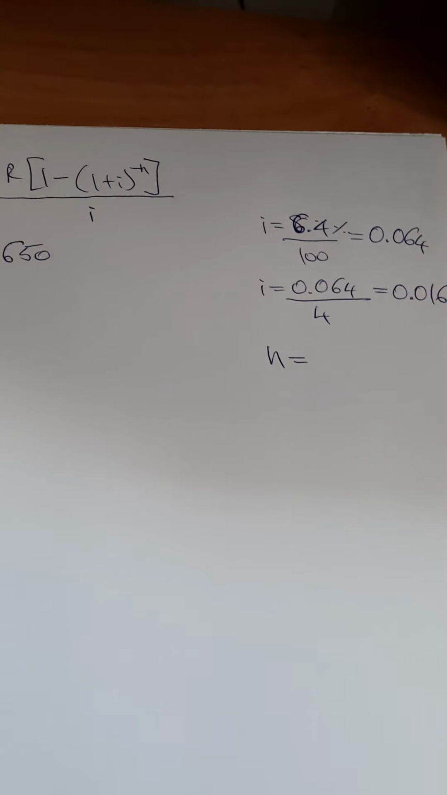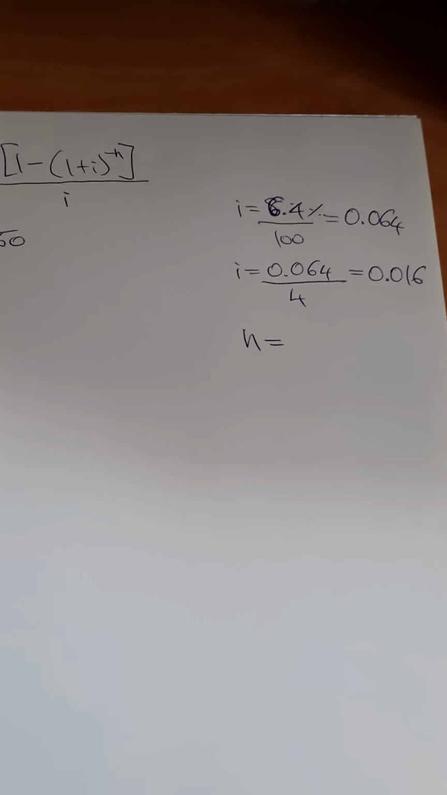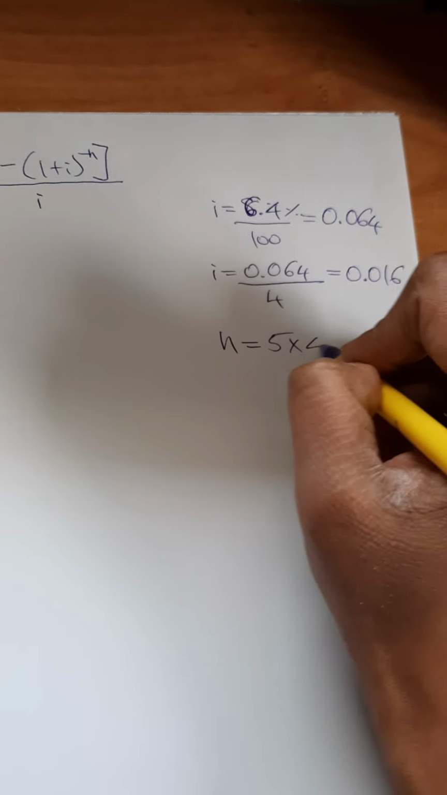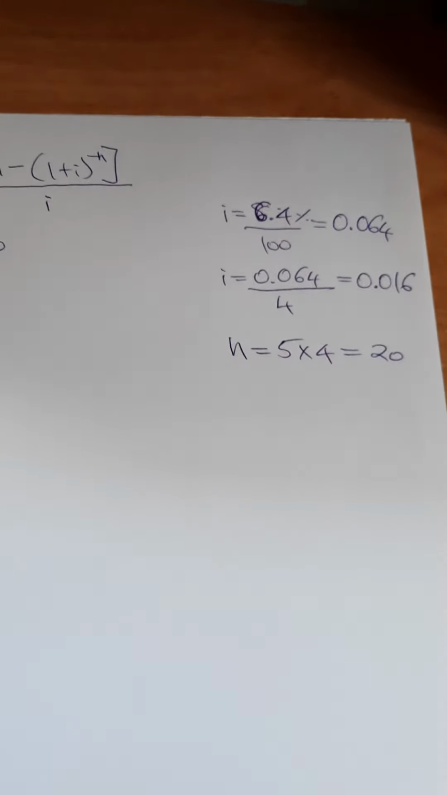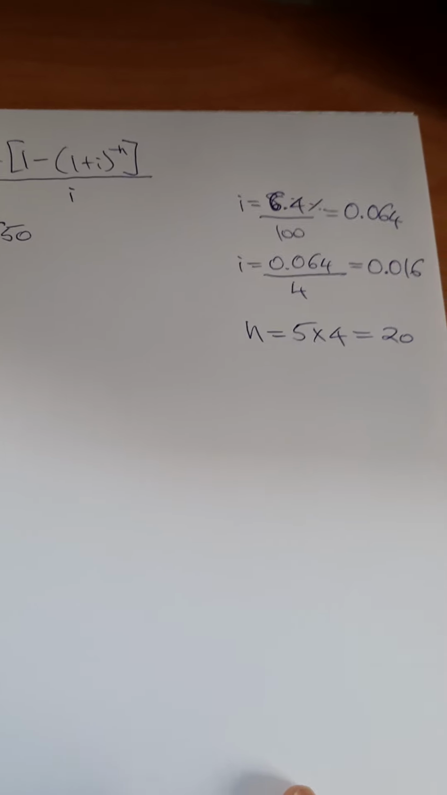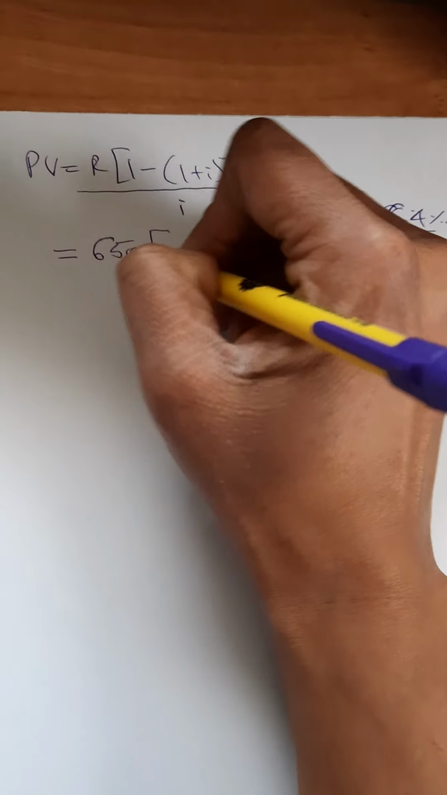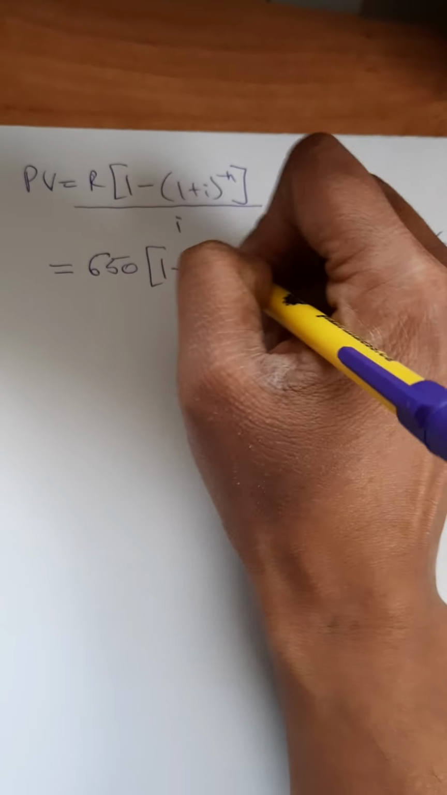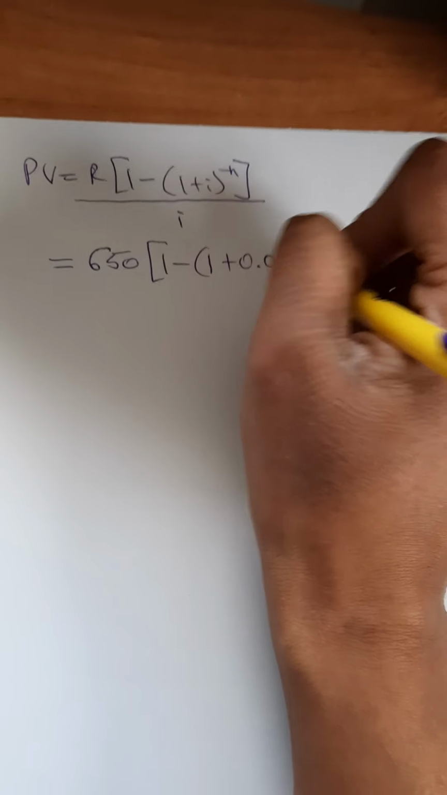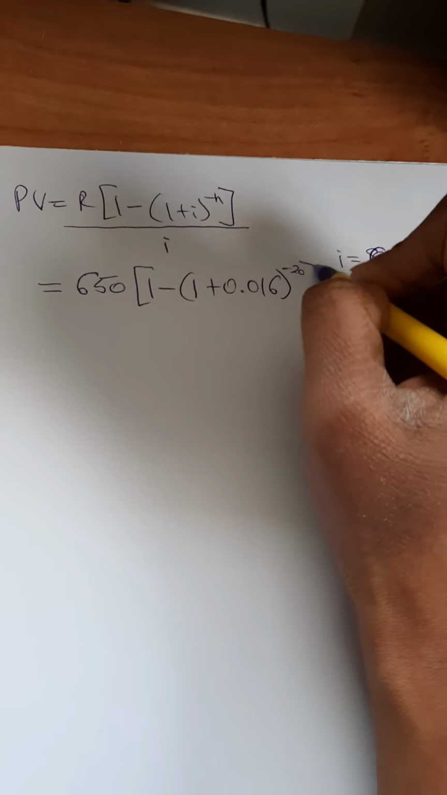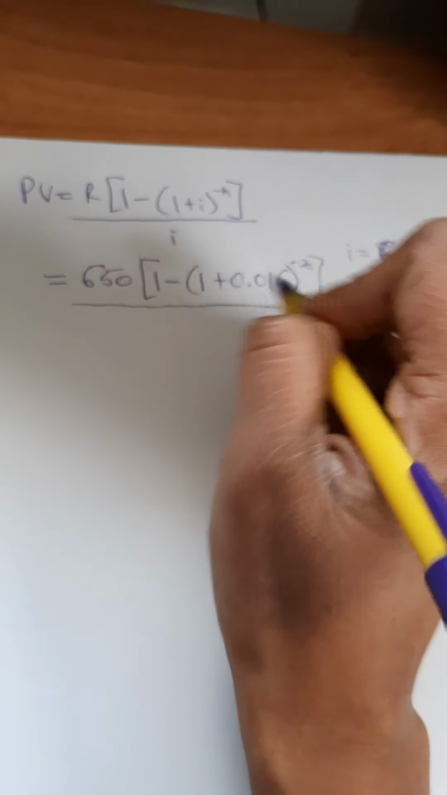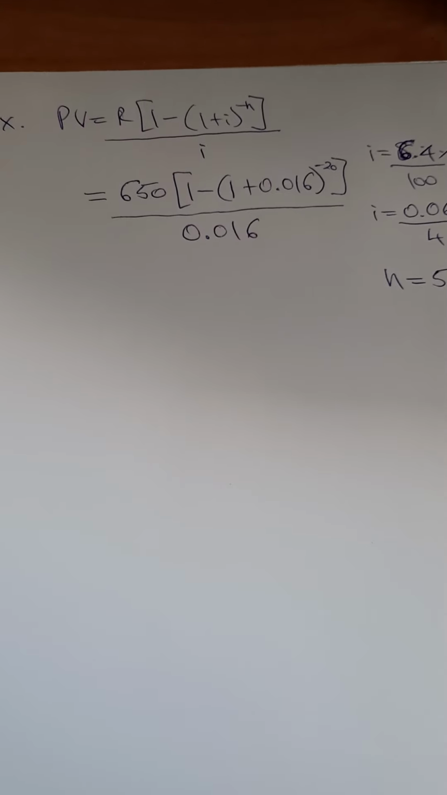And then the value of N is basically she's doing it for 5 years compounded quarterly, so times 4, which is 20. So we're going to plug this into our equation here. So 1 minus 1 plus 0.016 to the power of negative 20, and the whole thing is over I. Does everyone see that? So just like this. This was 6.4 as our percent. I'm going to put this into my calculator.